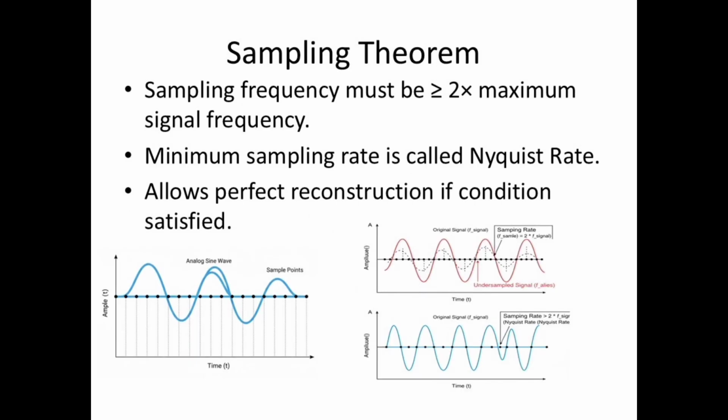The sampling theorem tells us the minimum sampling rate required for perfect reconstruction of the original signal. According to the theorem, the sampling frequency must be at least twice the highest frequency present in the signal. This minimum sampling rate is called the Nyquist rate. If this condition is met, we can accurately reconstruct the original analog signal from the samples.